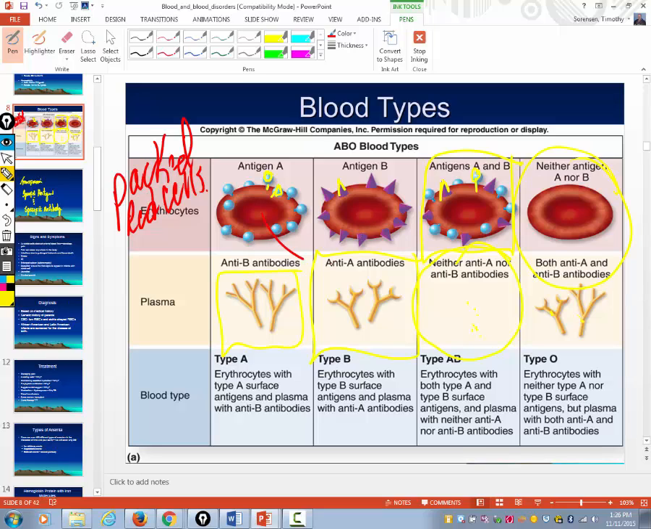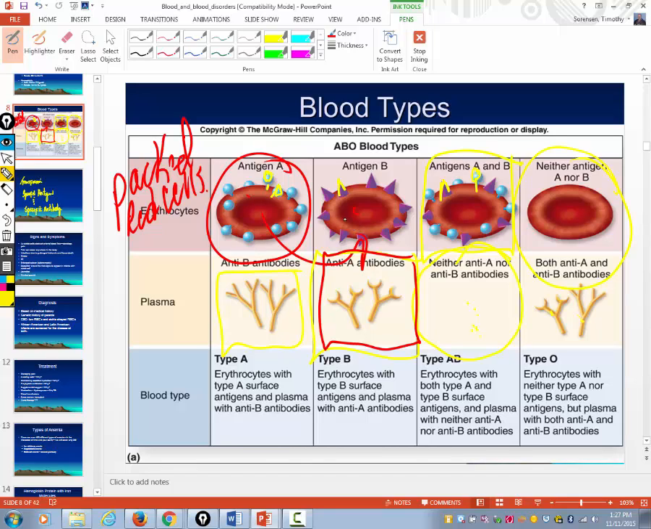A person with type B blood, can you give them type A blood? Why can't you do that? Let me explain it to you again. You have a person with type B blood. What does a person with type B have floating in their plasma? Type A antibodies. So if you give a person with type B, type A blood, the antibodies floating in that person's blood will attack that blood and it's a mess. You have what's called disseminated intravascular coagulation. You don't even want it, the name sounds bad. You don't want it.